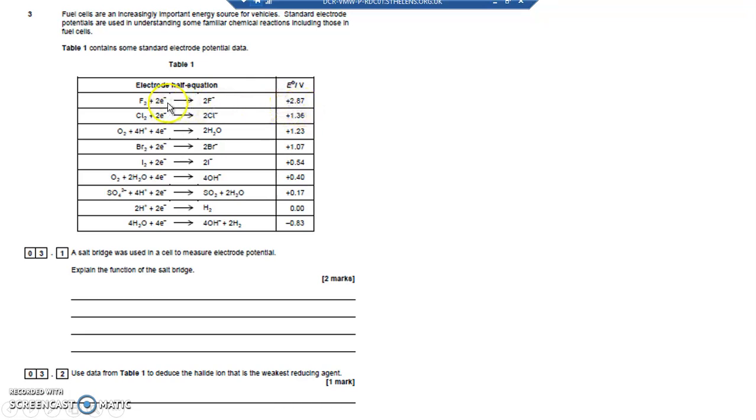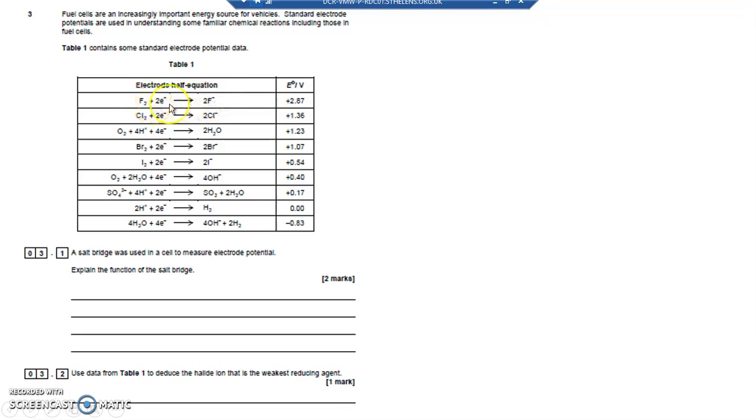So this one's very likely to go ahead to make F- ions. This one's unlikely to go ahead because it's the lowest value and it's negative. Something that's positive will go ahead, something that's negative won't. When you combine two half equations, you have to reverse one the other way because they can't both be reduction. You've got to have redox, so one's got to be oxidation and one's got to be reduction.